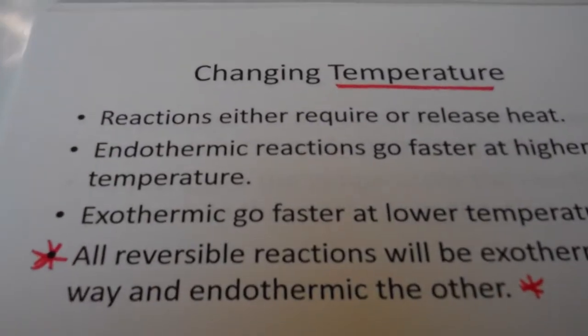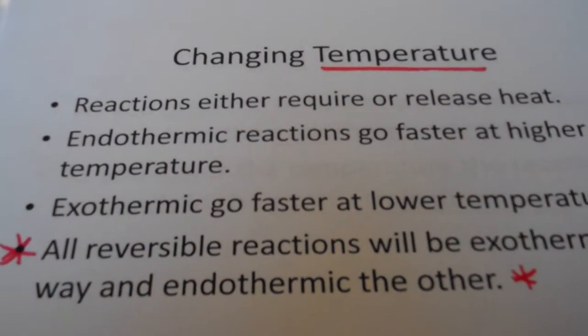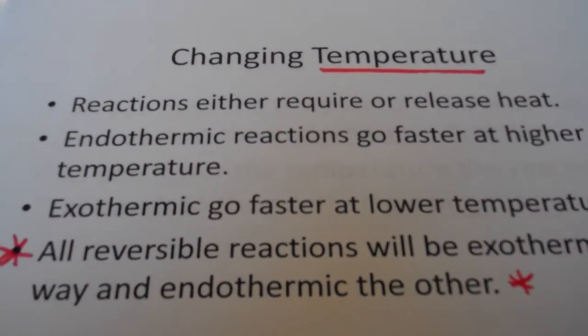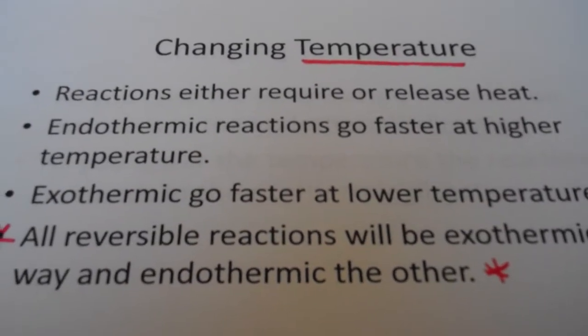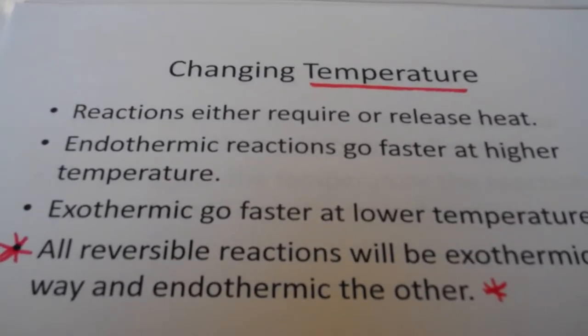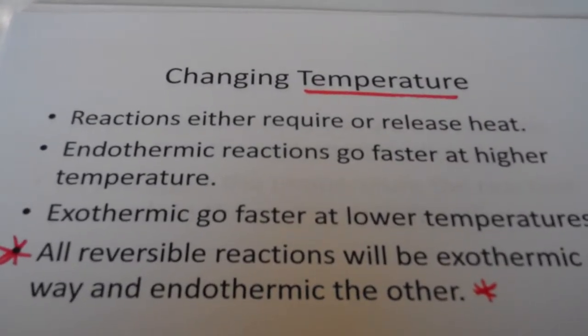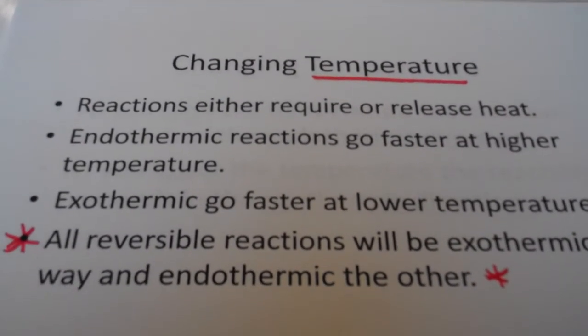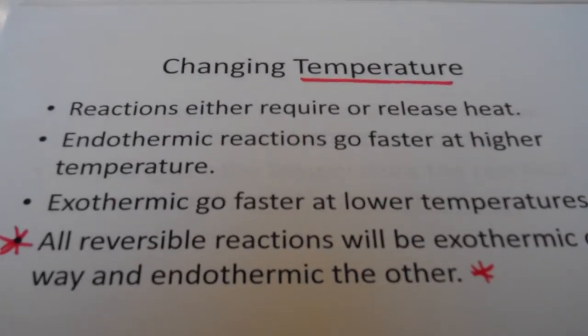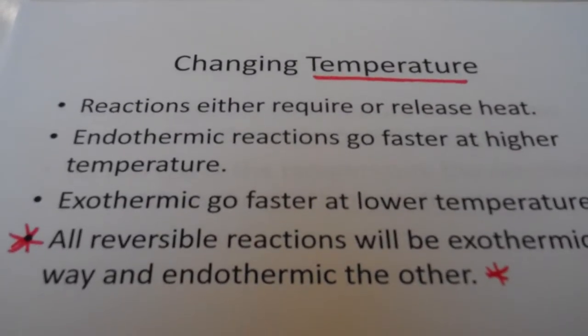Our second type of stress is temperature. Reactions can either require energy or release heat. These are endothermic or exothermic reactions. An endothermic reaction speeds up at higher temperatures because it wants to take heat in. So it's taking heat in, and it will create the fast reaction at higher temperatures.